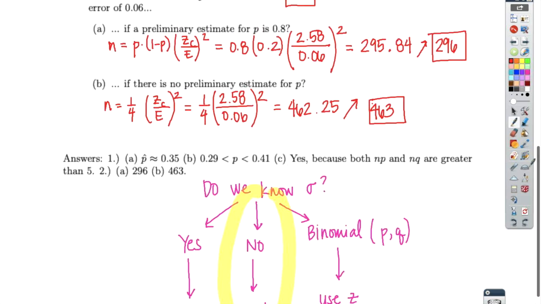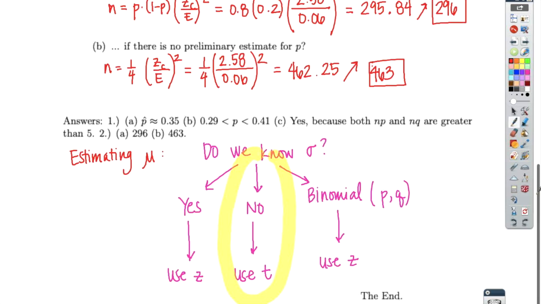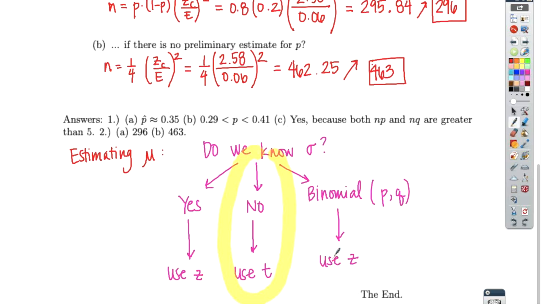Okay, so just to sum this all up, the 3 sections in Chapter 8 are all about estimating the population mean. Now the question becomes, do we know the population standard deviation? If you do, then you use Z. If you don't, you use T, the student's T distribution. And if we're not actually talking about mu or sigma, if we're talking about a binomial distribution, and we're talking about P's and Q's, then again you use Z.